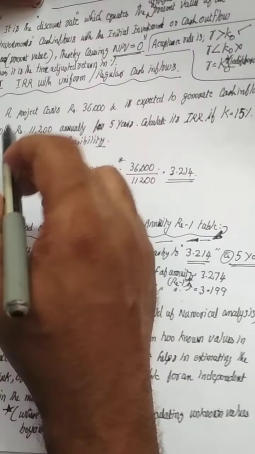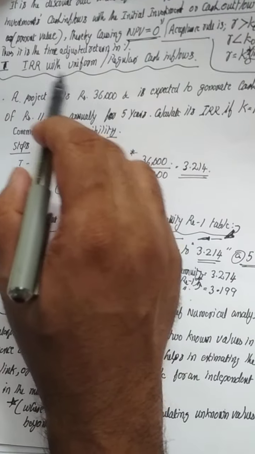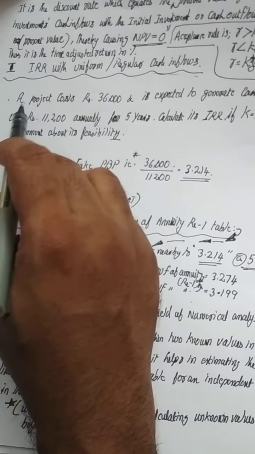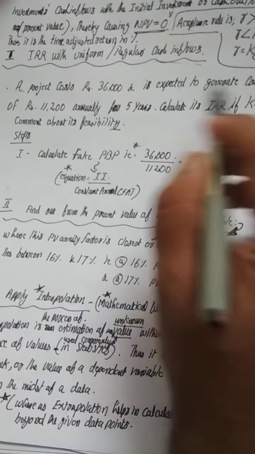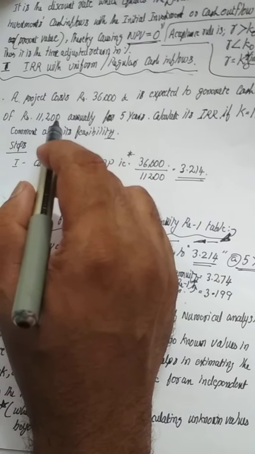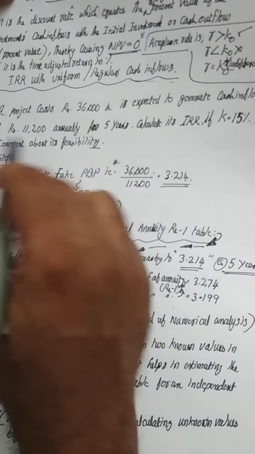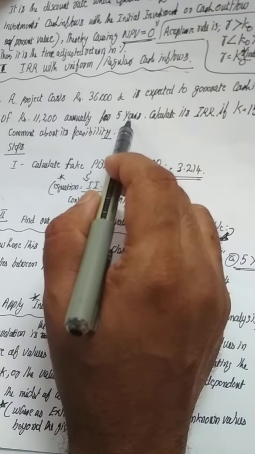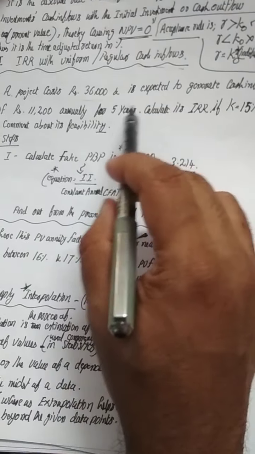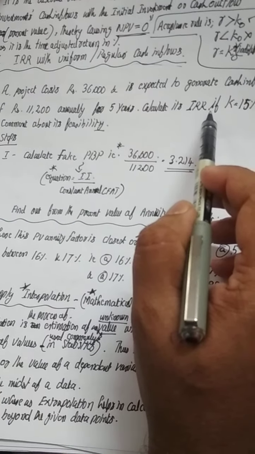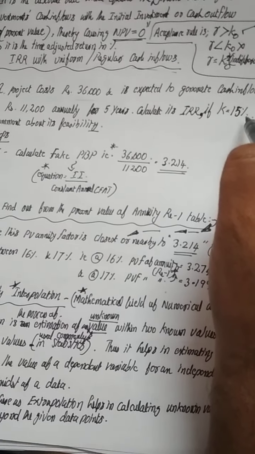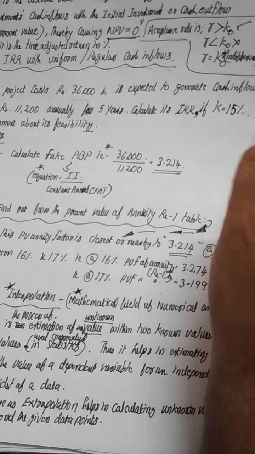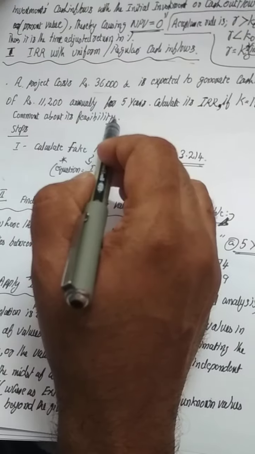Okay, this is a problem with regular cash inflow. A project costs 36,000 rupees and it's expected to generate cash inflow of 11,200. So CFAT is given 11,200 every year annually for 5 years, and the initial investment is 36,000. Its question is very simple. Calculate its IRR, and they had asked if K is equal to 15%, that is cost of capital is equal to 15%, comment about its feasibility.